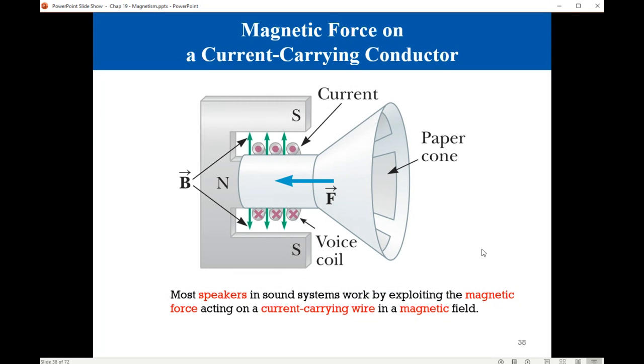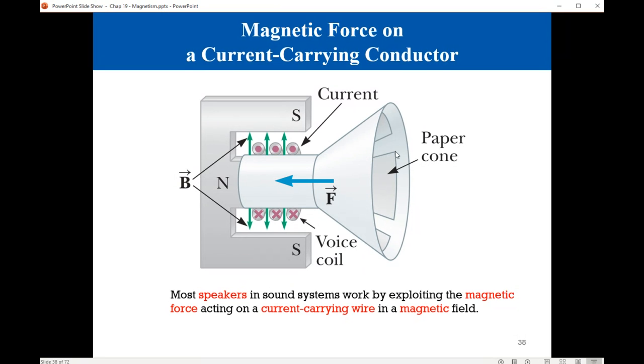Many applications are built around this concept, the action of the magnetic field on a current carrying wire. For example, loudspeakers. We have a coil. The current representing the sound will be sent through the coil, and we have a permanent magnet field inside the cone of the loudspeaker. The field lines will interact with the current, and as a result, if the current is going this way, the force will be in this direction, so this cone will move this way.